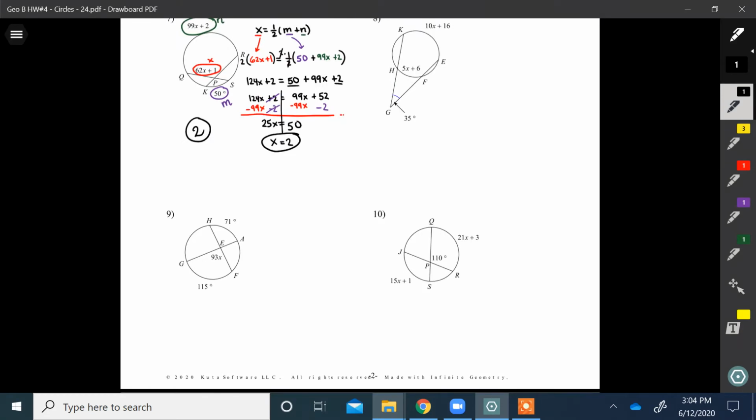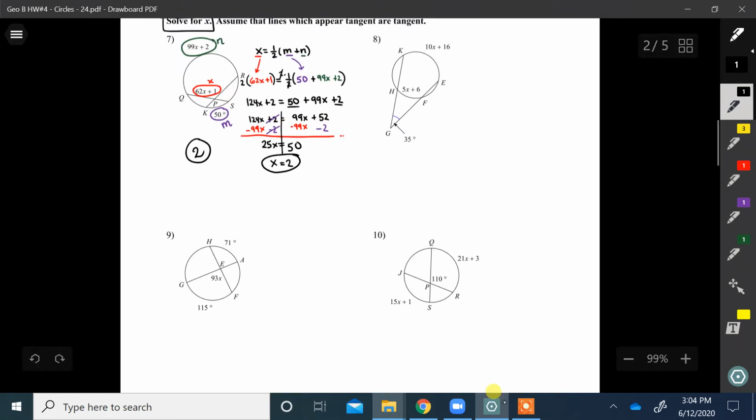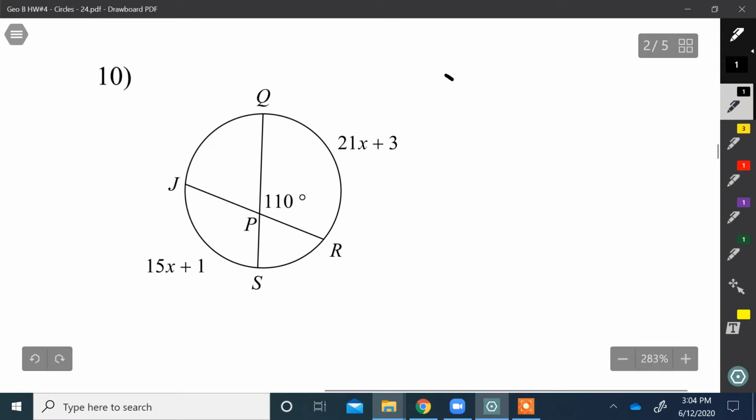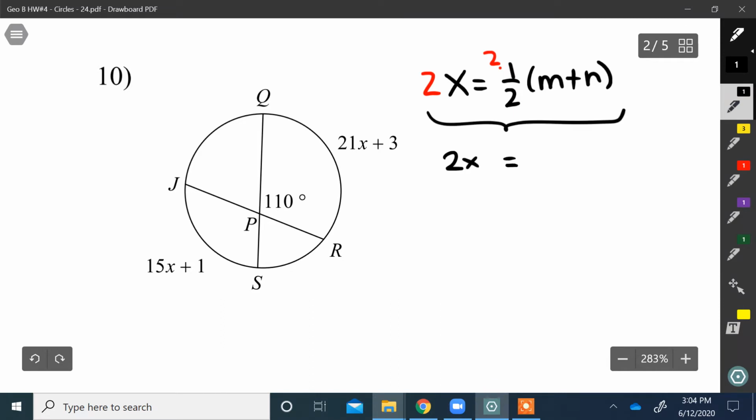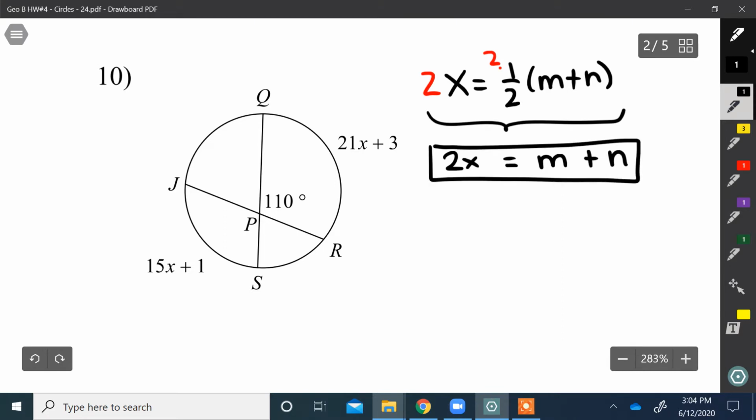It's the same formula as number 7. So once again, the formula is x is equal to half of m plus n. Now, there is a different way you can write this formula. If you multiply times 2, the formula could be rewritten as 2x is equal to m plus n. Why do I like this better? Because it doesn't have a fraction, and it's very simple to use.